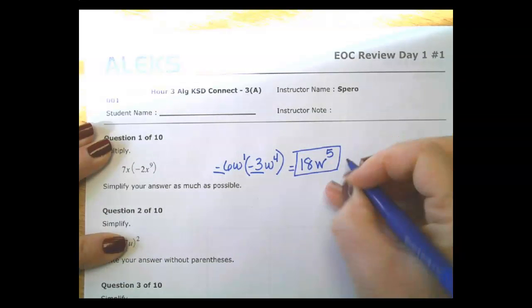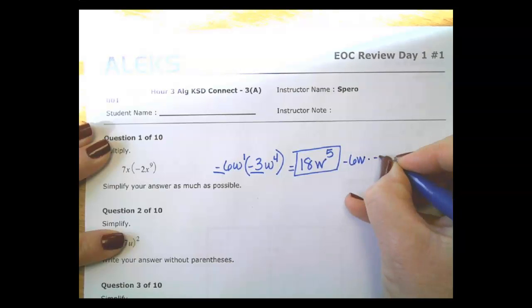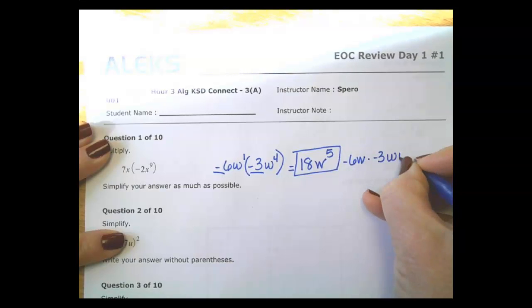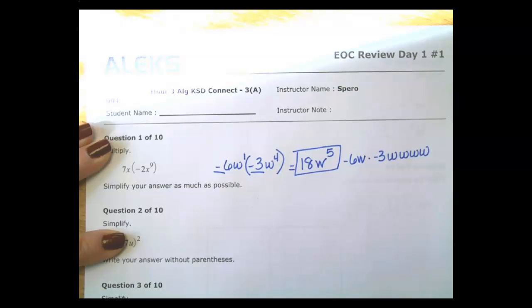And you could always think of this as a negative 6w times a negative 3, and then w, w, w, w. So that's 1, 2, 3, 4, 5. So that's a way to do that as well. If you wanted to expand it, if you don't remember the rules, expand it.